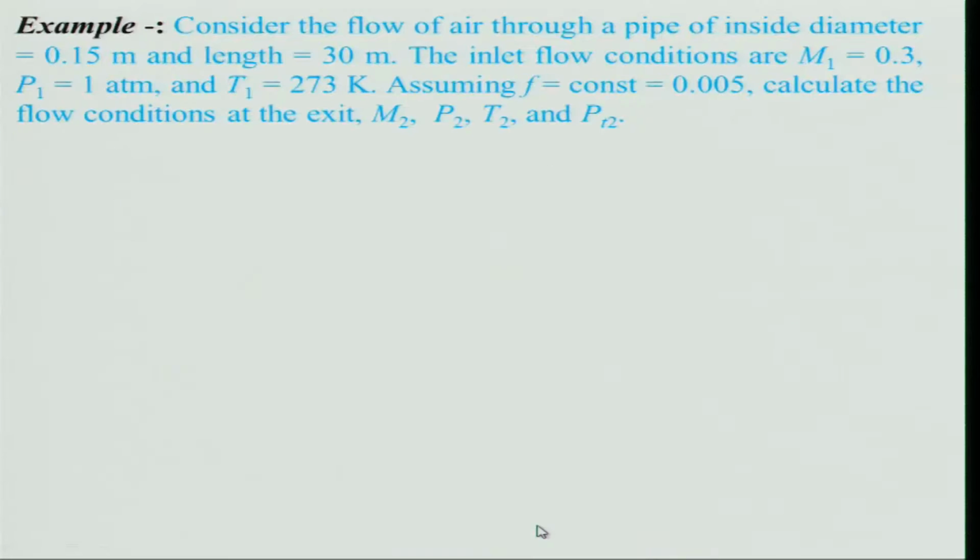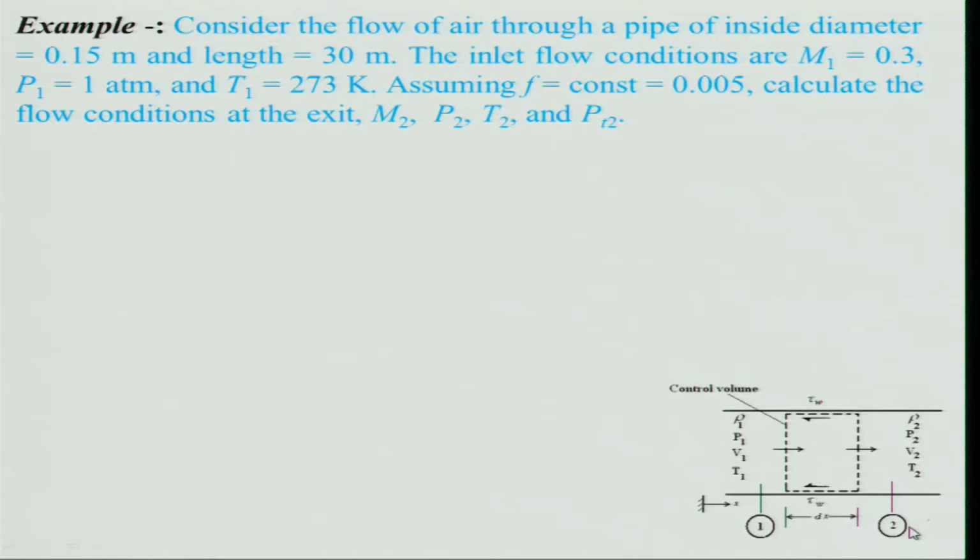So, let us now take an example. Consider the flow of air through a pipe of inside diameter 0.15 and length 30 meters. It is quite a huge length. The inlet flow condition is M1 = 0.3, that is subsonic flow, P1 is 1 atmosphere, T1 is 273 Kelvin, and we are assuming the friction factor to be constant, with a value of 0.005. If it is not given in the problem, you need to go back and calculate it. We need to calculate the flow condition at the exit of the friction section, that is, at station 2 we need to find M2, P2, T2 and PT2.